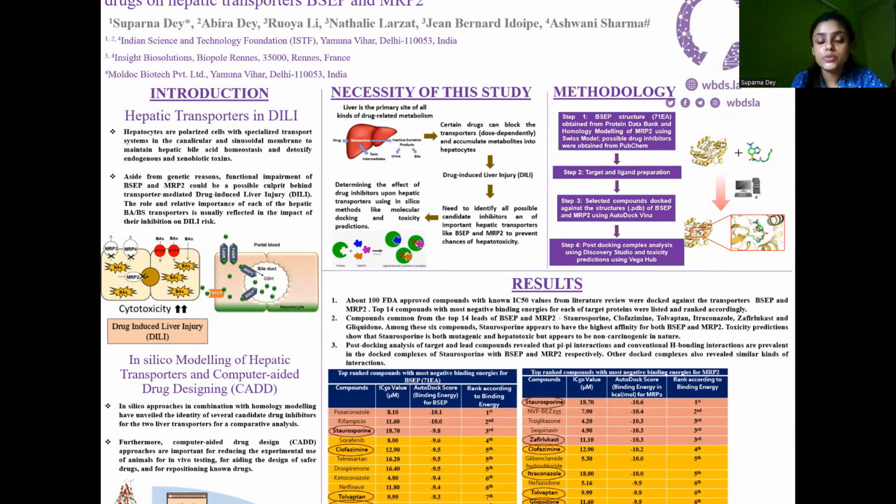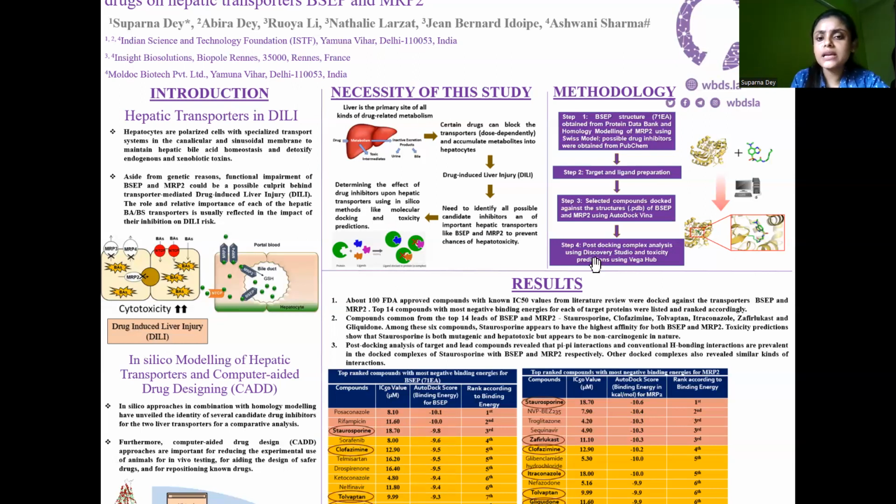While several experimentally validated compounds have been considered inhibitors for the BSEP protein, the lack of an experimentally validated structure for the MRP2 in the protein data bank limits the scope of extensive ligand binding studies with this particular protein. Consequently, in silico approaches in combination with homology modeling have unveiled the identity of candidate inhibitors which further favor a comparative analysis in between these two targets. Furthermore, computer-aided drug designing (CAD) approaches are important in reducing the experimental burden on in vivo testing on animals for designing of safer drugs and for repositioning of the already known drugs in the market.